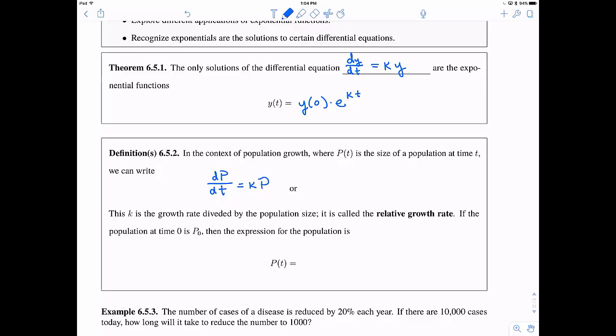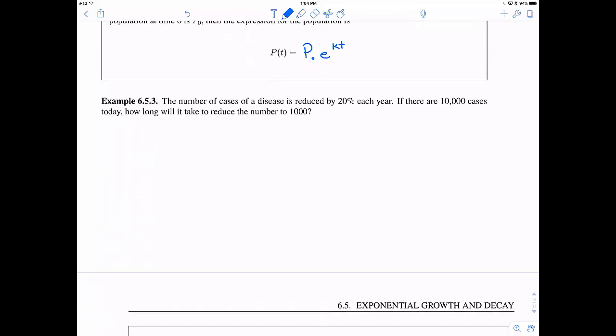All right, so what we can do here is actually solve for k. And if we wanted to solve for k, well, we divide by P. This is a constant, and it is sometimes called the relative growth rate. Now, if we say that the population at time 0 is P naught, or P sub 0 if you'd like, then we can actually solve this differential equation, and we get that the population at time t should be equal to the initial population, P naught, times e to the kt. So it looks a lot like theorem 6.5.1 from above.